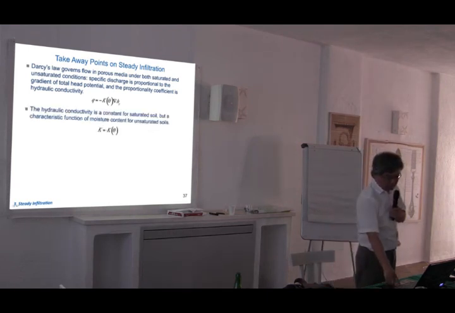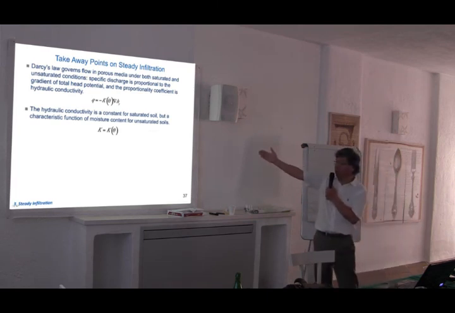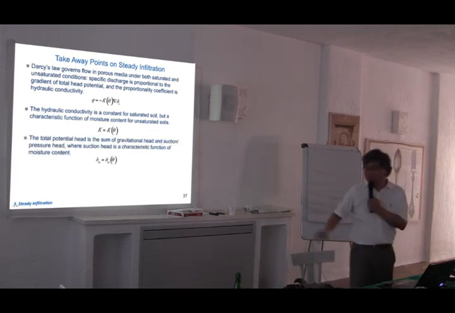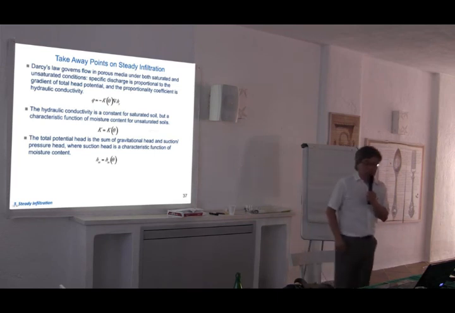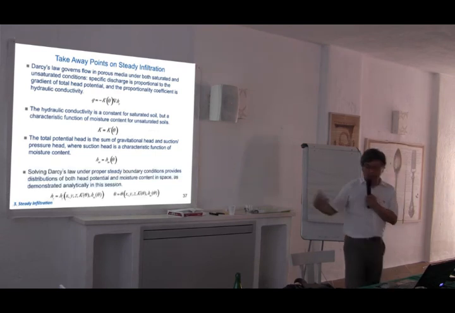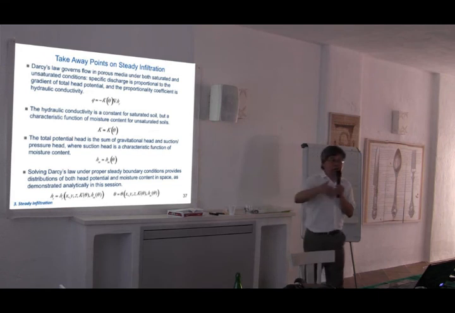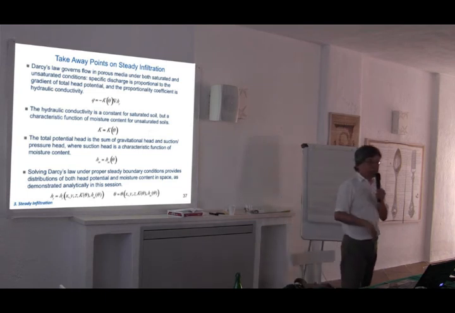Under the unsaturated condition, then we have to deal with two things. One is that the permeability is no longer a constant. It's a moisture-dependent characteristic function. The second one is that the head itself, the total head itself, depends on moisture content, and sometimes we call it the soil water retention curve. So these are the two characteristic curves. With that, we apply Darcy's law. For the steady case, we can answer the question: how the moisture distributes, how the pressure structure distributes in space.